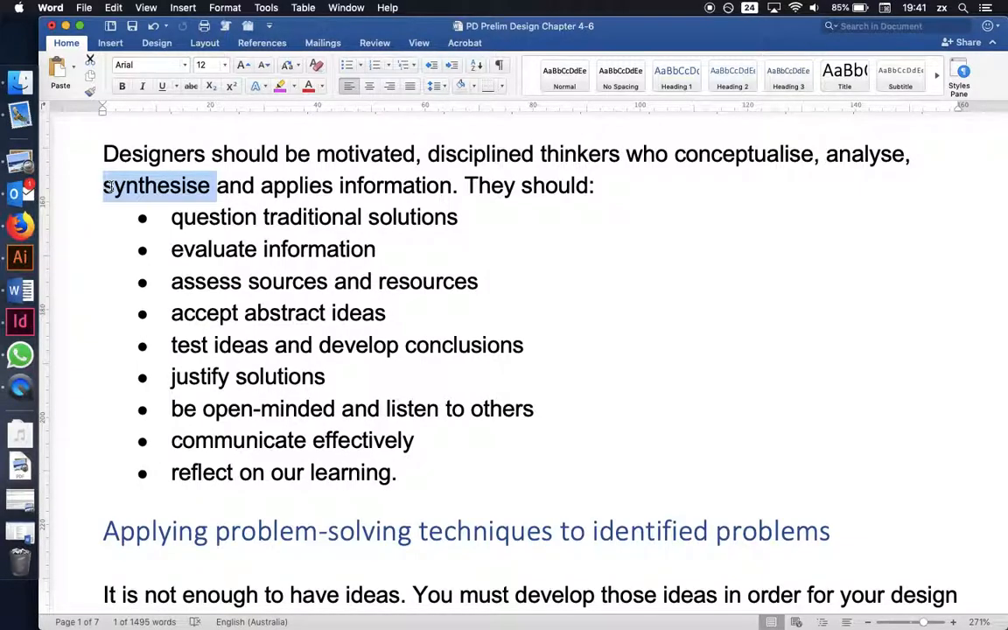Evaluate information. So we need to take information from a range of sources. Possibly I will create a new video on the polished pork pot story and a video on what is an acceptable source of information. This also comes down to assessing sources and resources.